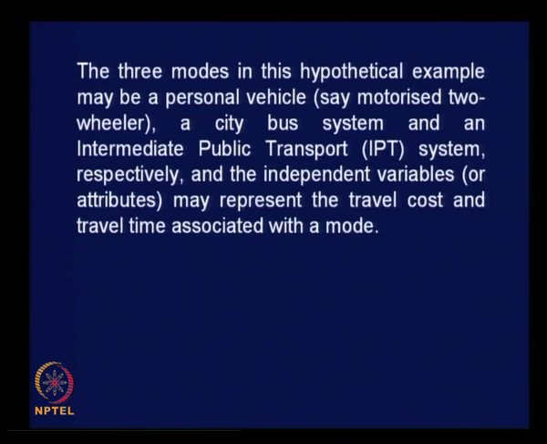The 3 modes in this hypothetical example, let us say, may be personal vehicle, say motorized 2-wheeler pertaining to our condition, a city bus system and an intermediate public transport system, taxi, auto rickshaw and so on respectively, and the independent variables or attributes may represent travel cost and travel time, for example x1 and x2 associated with each of these 3 modes.